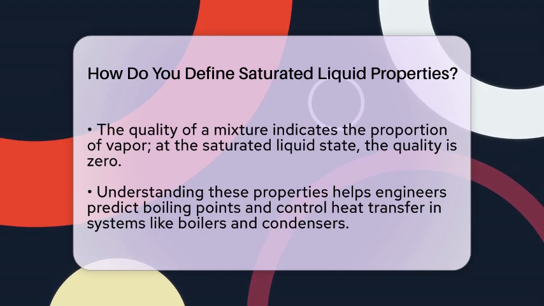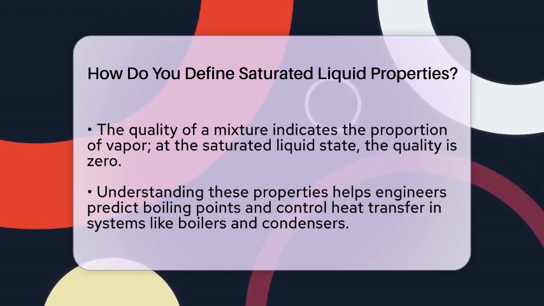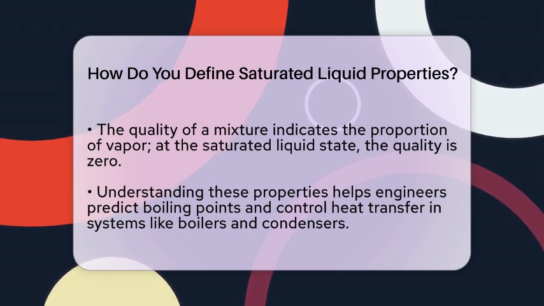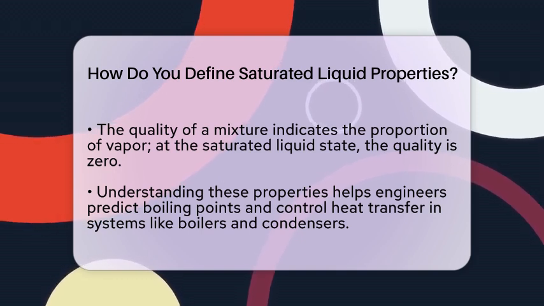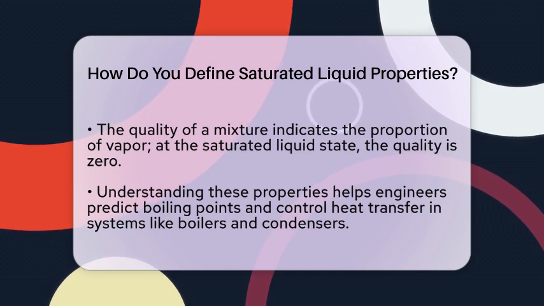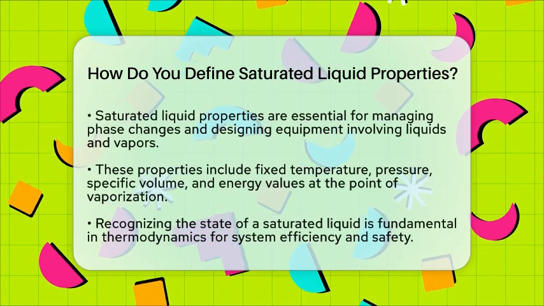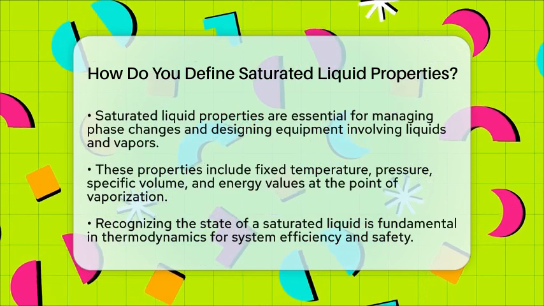Another vital property is the quality, which measures how much vapor is present in a mixture. At the saturated liquid state, the quality is 0, meaning the substance is entirely in the liquid phase with no vapor. This is an important point because it helps in designing systems like boilers and condensers.